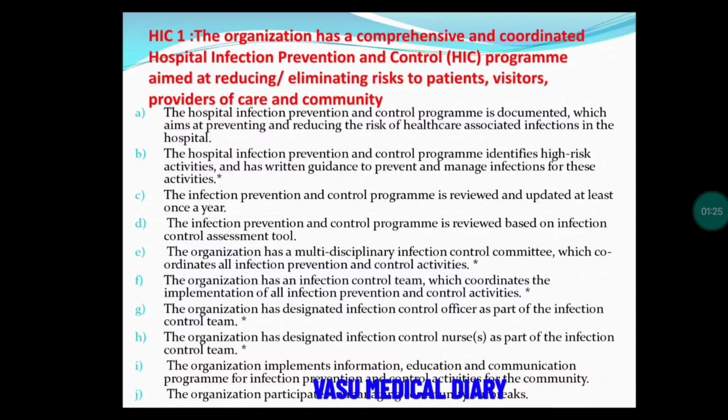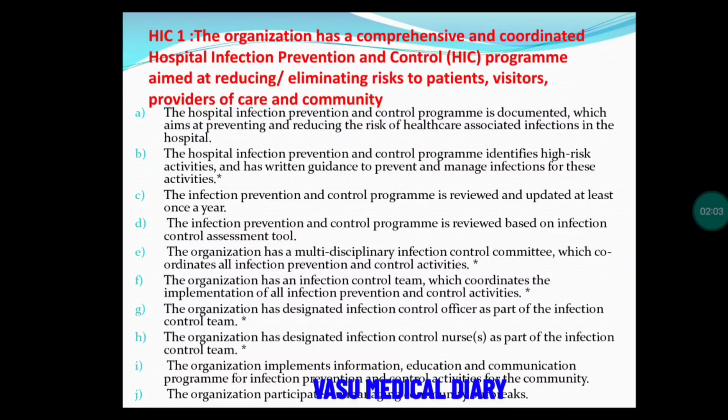The organization has a comprehensive and coordinated hospital infection prevention control program aimed at eliminating risk to patients, visitors, providers of the care and community. In that, they are talking about the hospital infection prevention and control program is documented, which aims at reducing risk of healthcare associated infection in the hospital, which means you are having a documented policy and protocols to prevent infection. The Hospital Infection Prevention and Control Program identifies high-risk activities and has written guidance to prevent and manage infections for these activities.